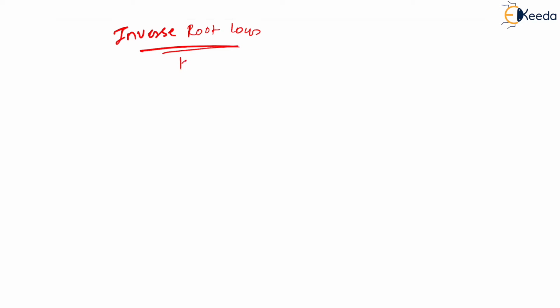Which means k varies from where to where now? K varies from minus infinity to 0. For our ordinary root locus, k varies from 0 to infinity, but in this inverse root locus it is going to vary from minus infinity to 0. Is that correct? Yes. Now, how to find the transfer function?